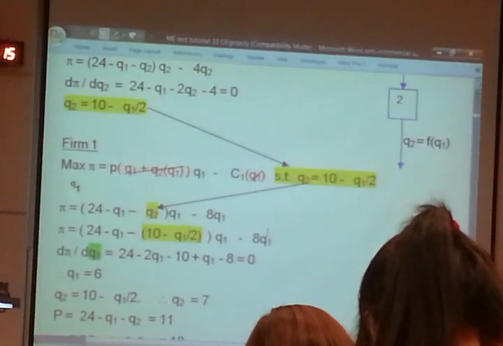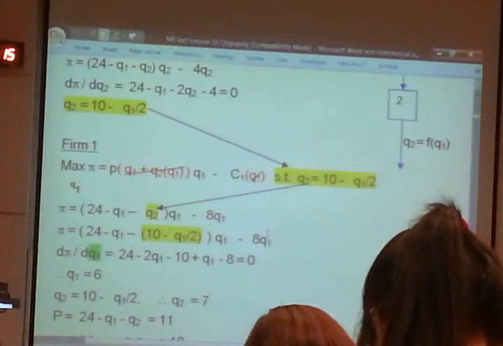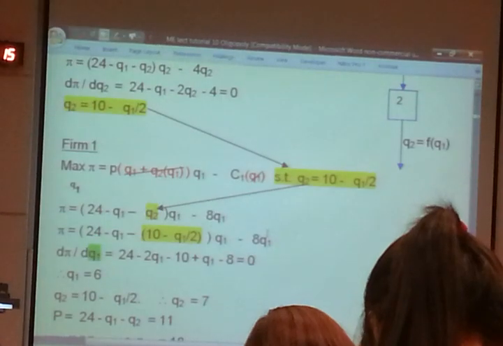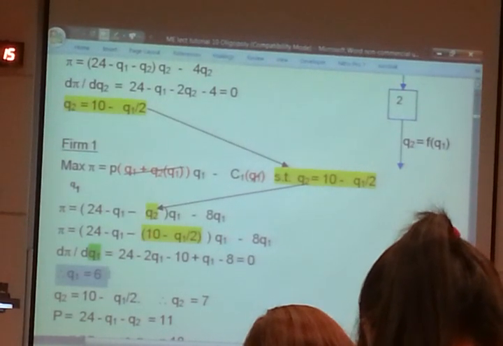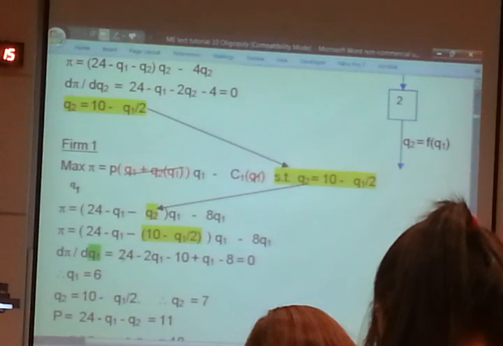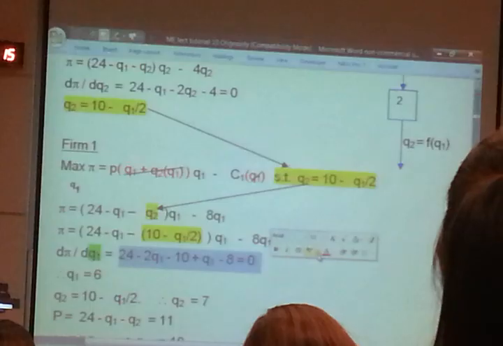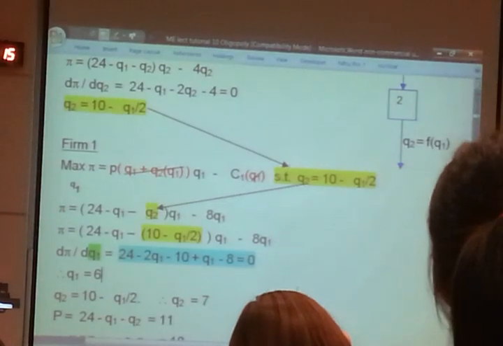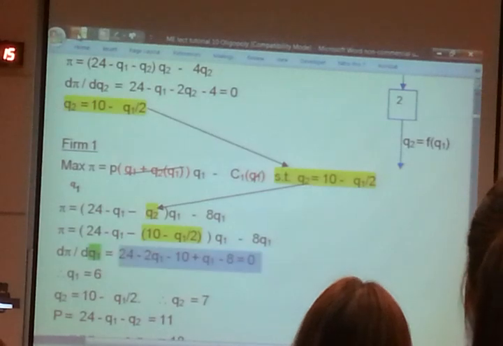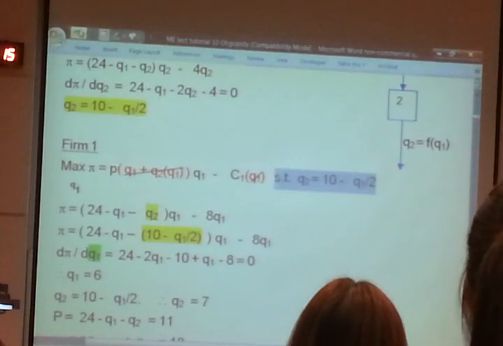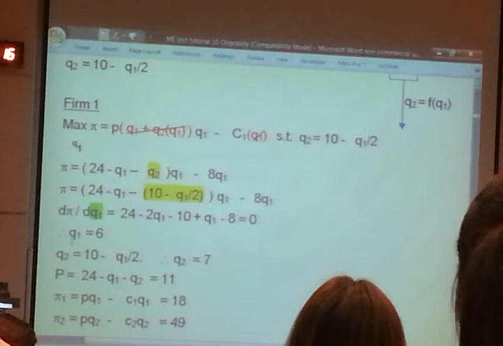So if you do your differentiation, you find that Q1 is equal to this. Done. Because you have one equation, only one unknown. Alright? You can now solve for Q1. Okay? So firm one produces this.